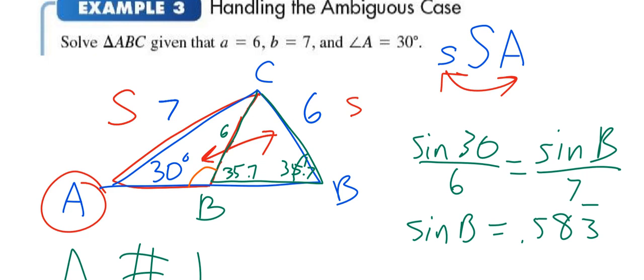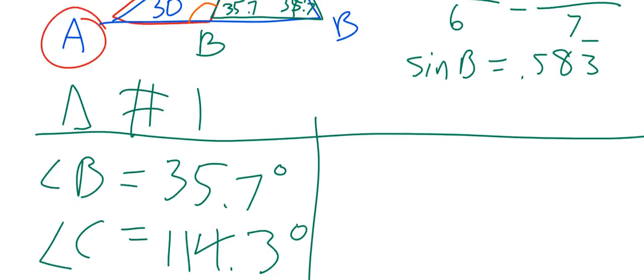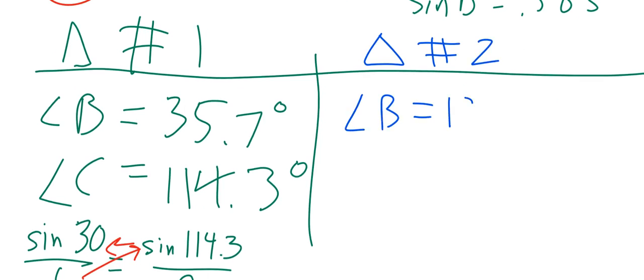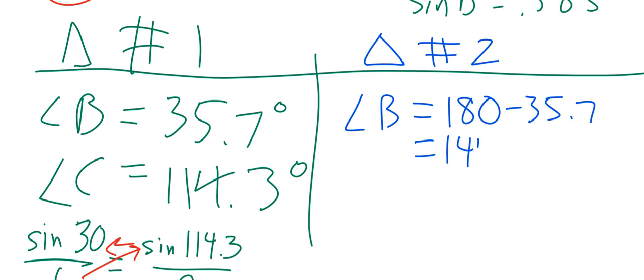All right, nice thought there. 180 minus 35.7. So it's really not that hard to find that other possibility for angle B, because they form a linear pair. So in triangle number 2, angle B is going to be that 180 minus 35.7, which is what? Isn't it 144 something? 144.3?